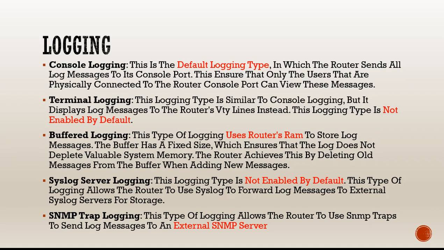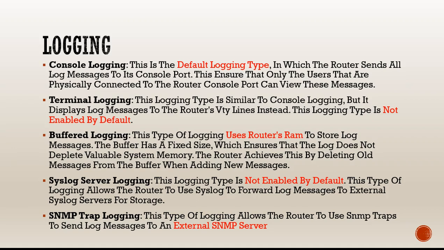Buffered logging uses the router's RAM to store the messages. The buffer has a fixed size, which ensures that the log doesn't deplete all of the system memory. It achieves this by deleting the old messages. As it gets full, the oldest log message is deleted and the newer one is put in, called circular logging.